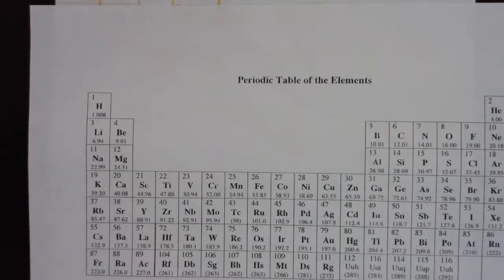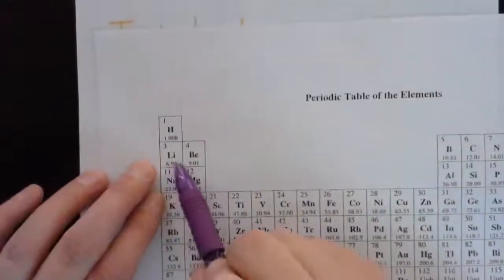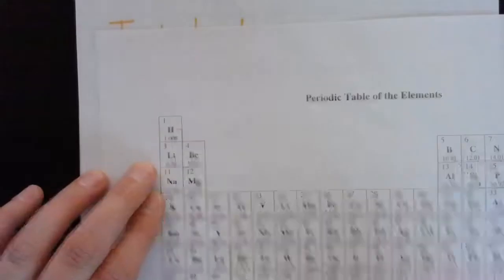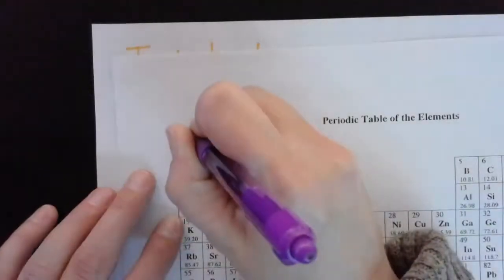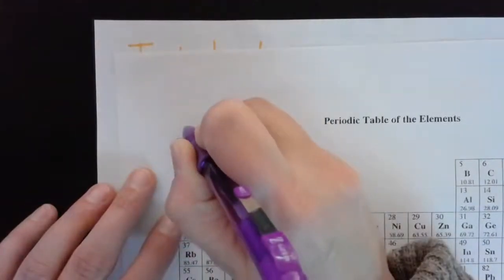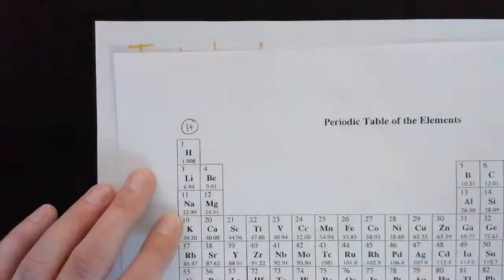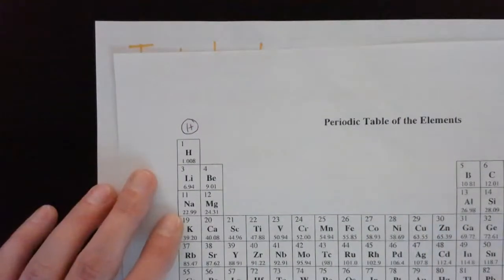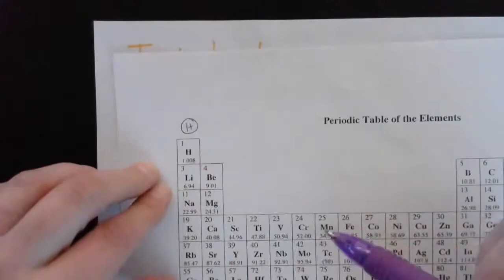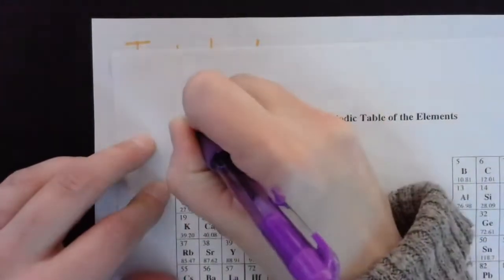So the first thing that we're going to do, we're going to draw lithium up here. Or let's just do hydrogen. Hydrogen is there. And I'm not going to worry about the protons and neutrons. Let's just look at the electrons. So how many electrons are in hydrogen? One. One electron in hydrogen.